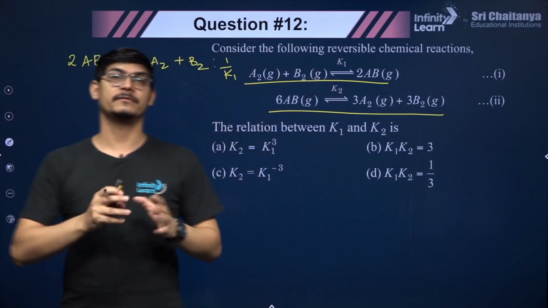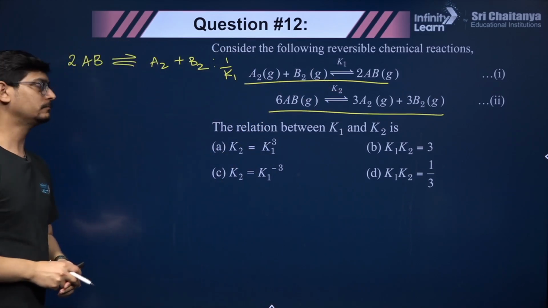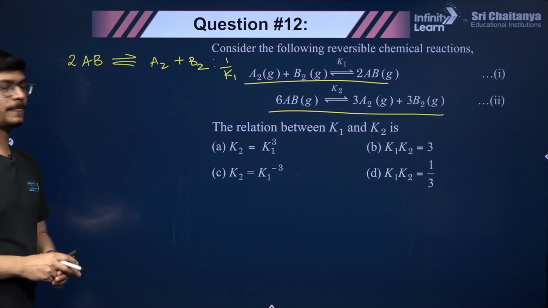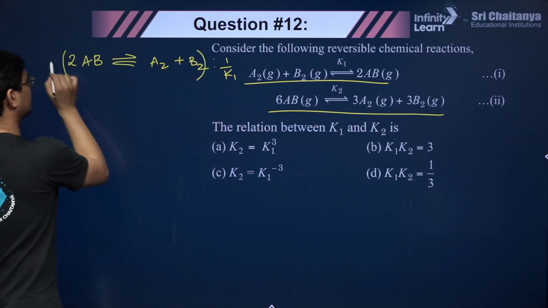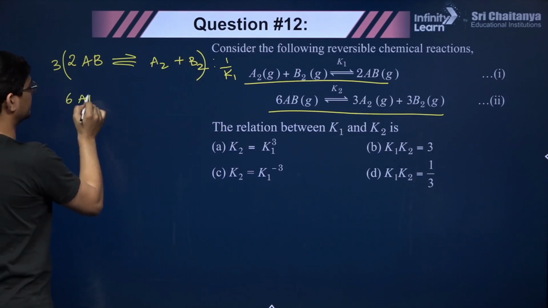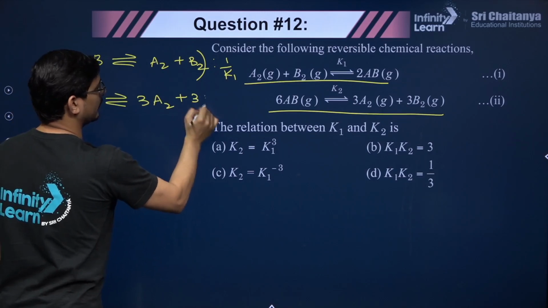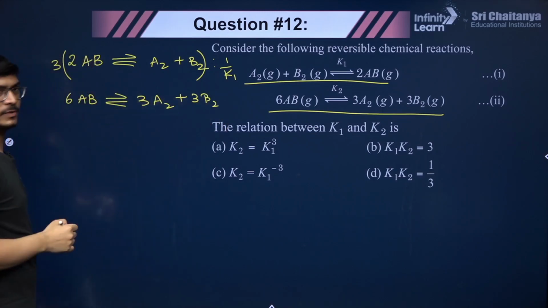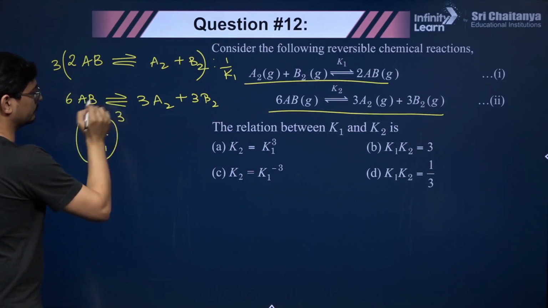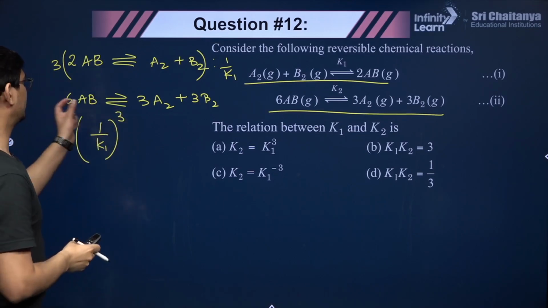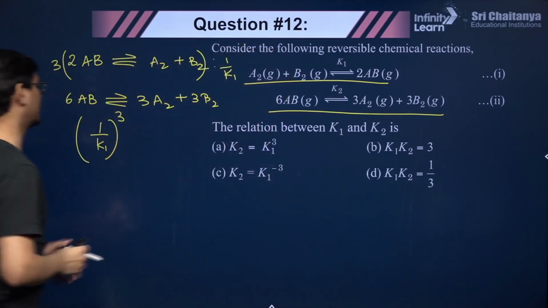So please remember, whenever you reverse the equation, Kc becomes reciprocal. So this will become 1 upon k1. Now this is 2AB and this is 6AB. That means I'll have to multiply this equation by 3. So that will give me 6AB and 3A2 and 3B2. Now when you multiply this equation by 3, the equilibrium constant also becomes the cube, right? Whenever you multiply your equation by any number, Kc becomes the power of that number. Okay, so this is 1 upon k1 cube.